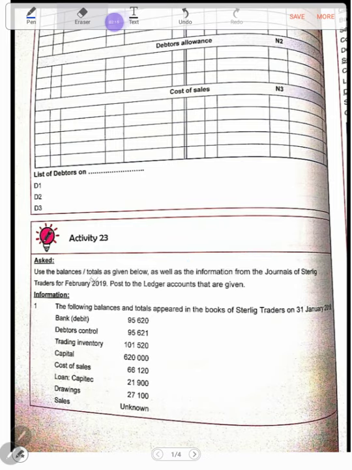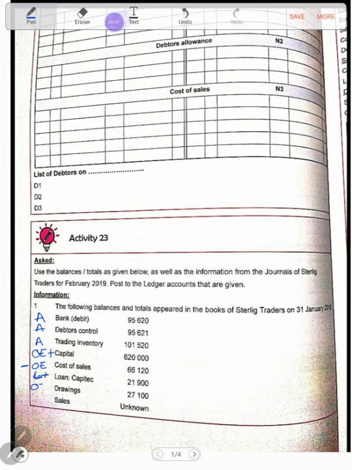Okay, so use the balances and totals as given below, as well as the information from the journals of Sterling Traders for Feb 2019, and post to the ledger accounts that are given. So let's go through these ledger accounts. Bank, we know, is an asset. Debtors control is an asset. Trading stock is an asset. Owner's equity is credited. It's increasing on the credit side, money coming in. Cost of sales is an expense and it decreases on your debit side. Loan is a liability. Remember, liabilities increase on your credit side.